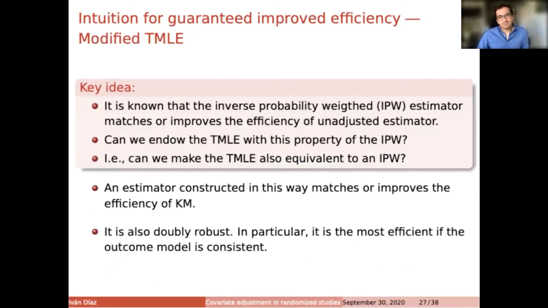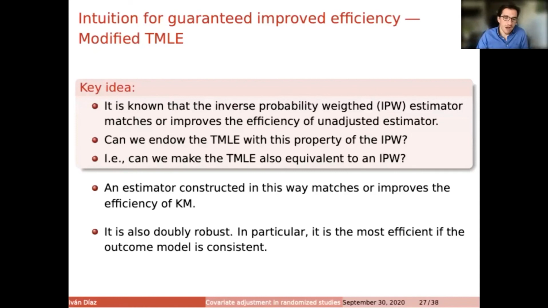Let me briefly give you an overview of what these methods that have guaranteed efficiency gains are doing. The key idea is that we know that inverse probability weighting for sure improves the efficiency compared to unadjusted estimators, right? So the question is, can we take the TMLE and make it look like an IPW? Can we construct a TMLE that has, in addition to an outcome regression expression, also an IPW expression? This is basically what we do. We find a way to make the TMLE also have an alternative representation as an IPW, and that involves solving some additional estimating equations.